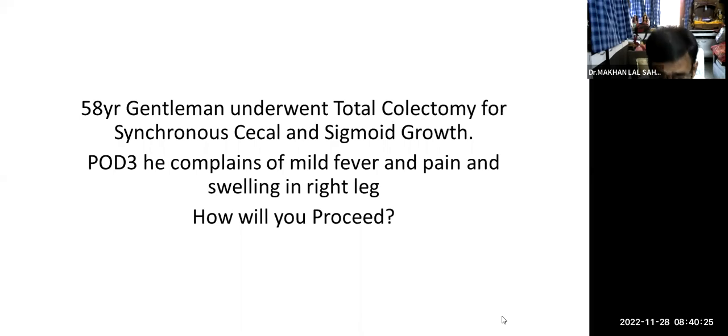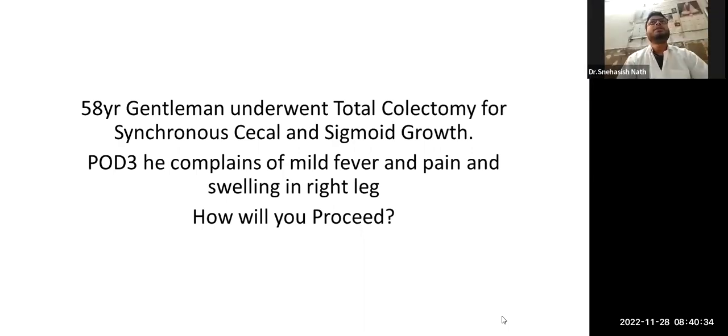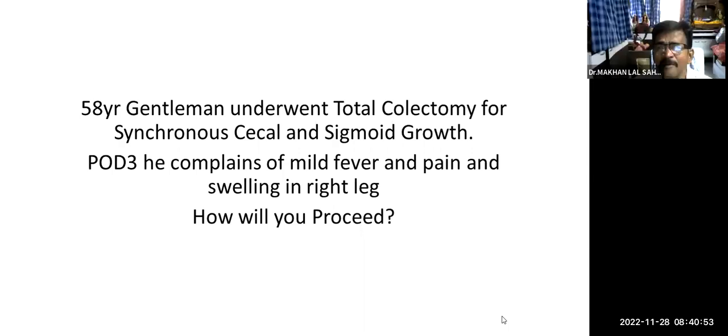How will you suspect that a patient is developing a pulmonary embolism in the background of DVT? What are the pointers? Yes, sir. The patient will complain of sudden onset pleuritic chest pain, sir. There may also be features of pulmonary artery hypertension, right atrial enlargement. Pulmonary hypertension is an investigative finding. Clinically, chest pain.